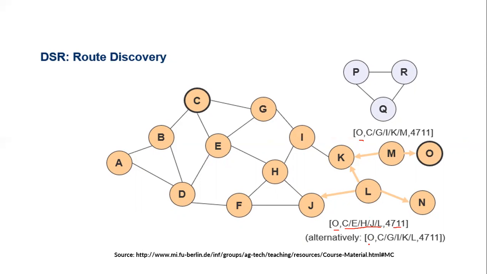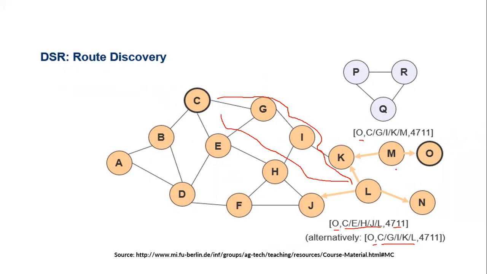For reaching L, there are two paths. Okay. One is C, E, H, J, L. That is this path, and the other is C, G, I, K, L. Okay. This is another path, C, G, I, K, L. So it provides two paths, the alternate path being C, G, I, K, L. Okay.